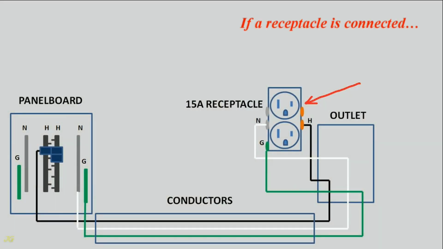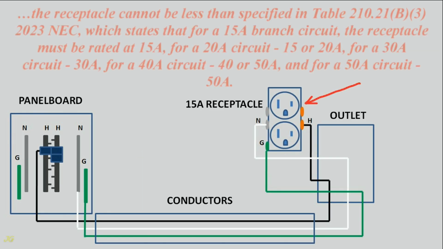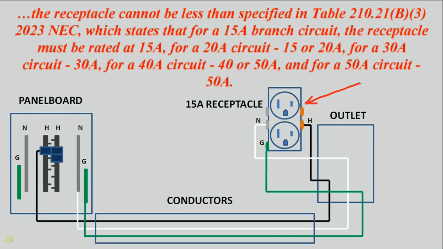If a receptacle is connected to a branch circuit supplying more than 2 receptacle outlets, the receptacle cannot be rated less than specified in Table 210.21(B)(3) of the 2023 NEC, which states that for a 15 amps branch circuit, the receptacle must be rated at 15 amps. For a 20 amps circuit, 15 or 20 amps. For a 30 amps circuit, 30 amps. For a 40 amps circuit, 40 or 50 amps. And for a 50 amps circuit, 50 amps.